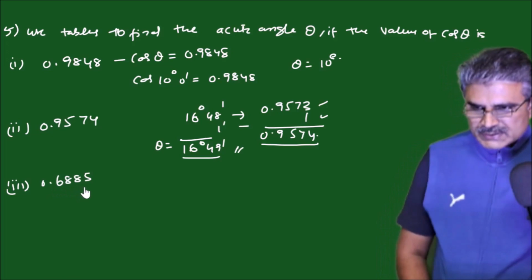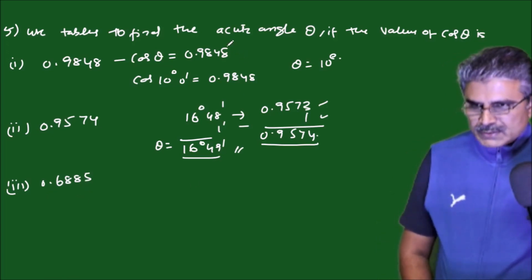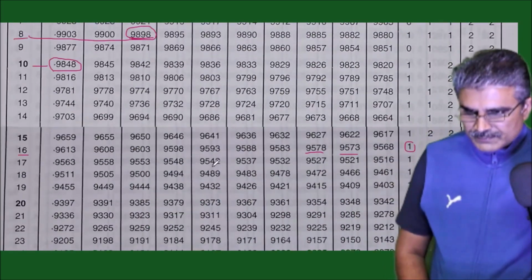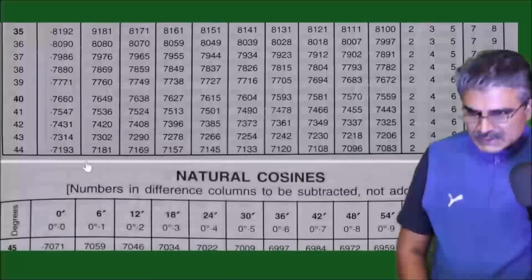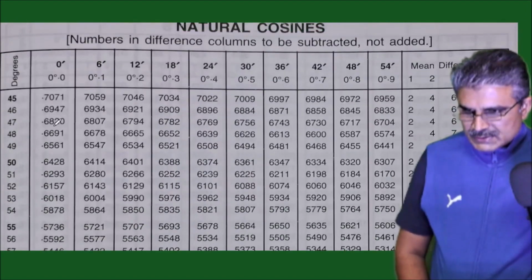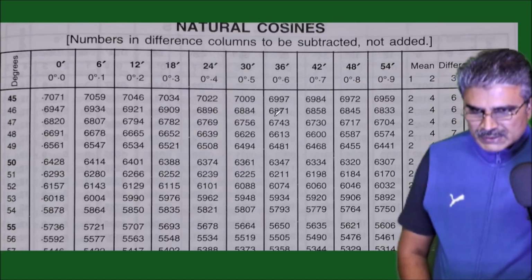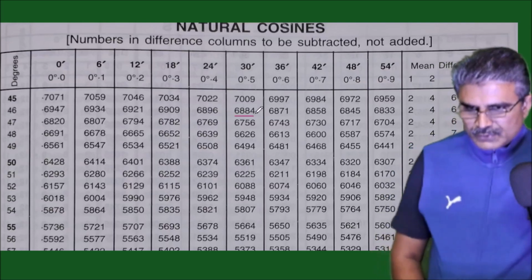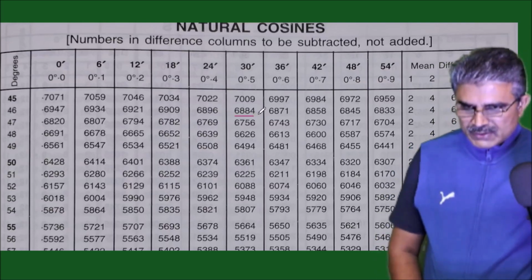And the next value is 0.6885. Go for the angle value in the cos table. The value is 6885. So we have 6884 here, so another extra 1 is required.